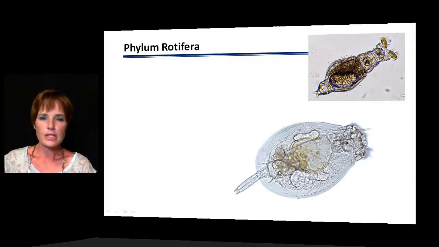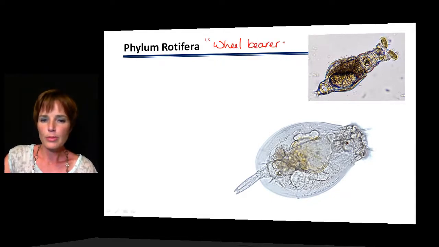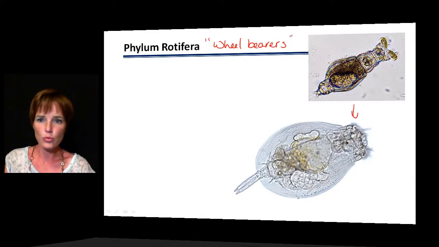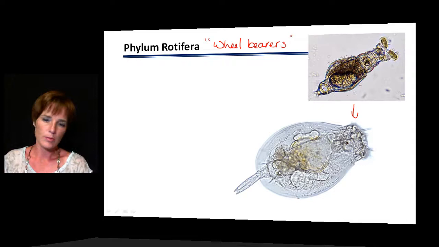The next phylum is quite different from the Platyhelminthes, and these aren't worm-like at all. These are called Rotifera. And Rotifera is commonly referred to as the Rotifers, and the name comes from a word that means wheelbearer. We call them wheelbearers because they have this kind of ciliated ring on this one side of their body.